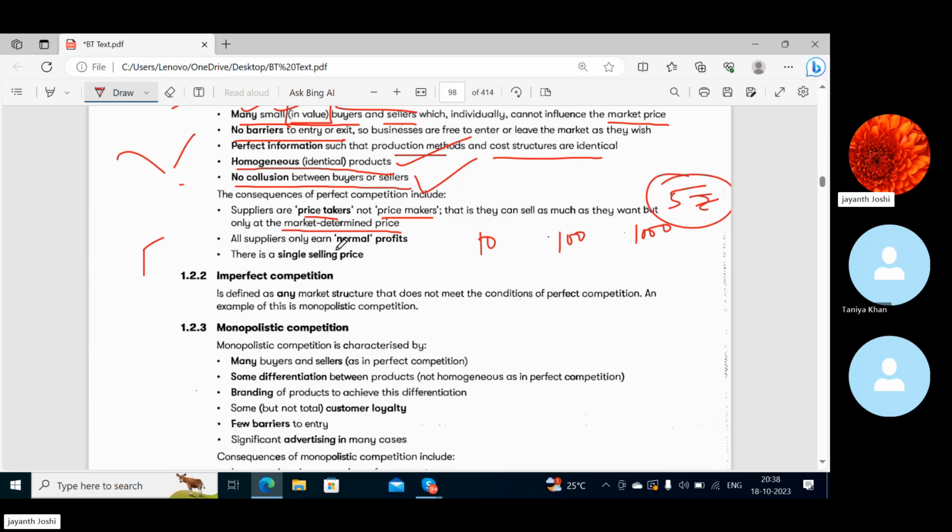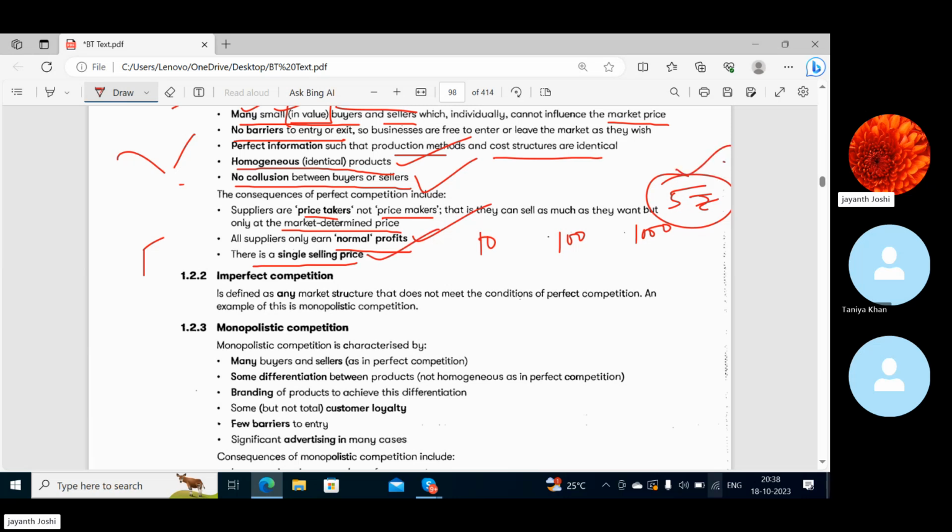All suppliers only earn normal profits here because all the suppliers are selling similar kinds of goods at a similar price. You go for buying tomatoes, you see 10 hawkers selling the same tomato, 1 kg for 10 rupees. No one is taking advantage, right? There is a single selling price. So the price is the same. It won't change. These are very important points.